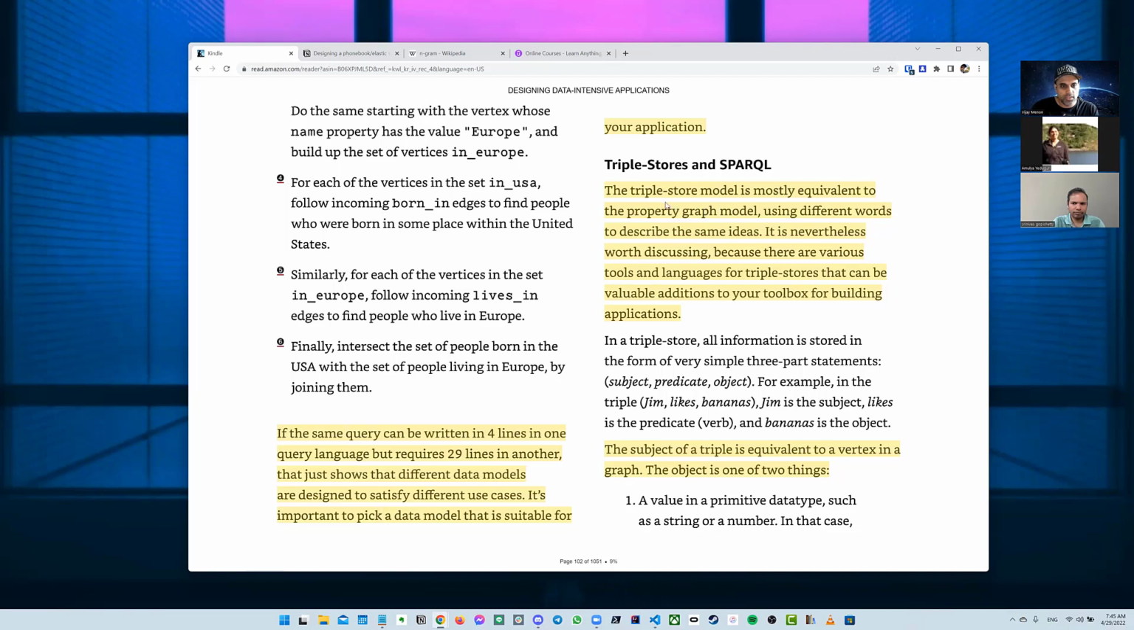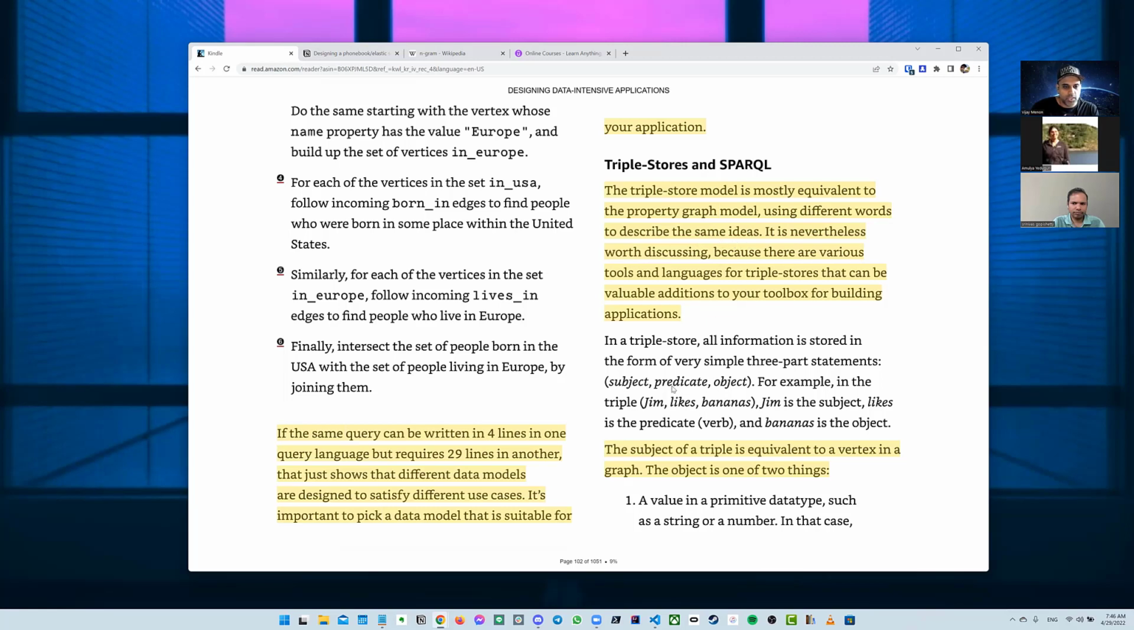Okay. So then we have the triple store model and SPARQL. It would be nice to learn about SPARQL because I don't have any experience with that, so it'd be kind of fun to look into this as well. In a triple store model, you use different words to describe ideas.